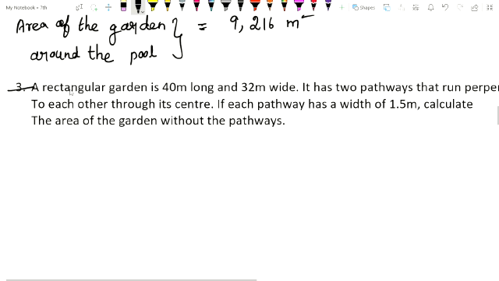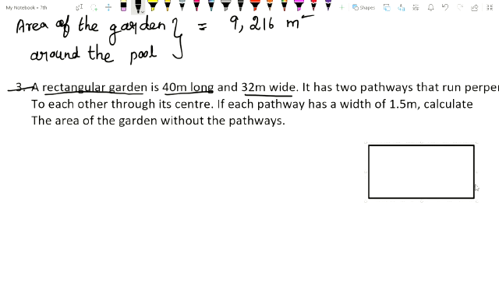Third one, a rectangular garden. A garden in the shape of a rectangle, 40 meter long and 32 meter wide. Okay, see the rectangle. Rectangular garden. So the length is 40 meter. Breadth is 32 meter. And next, it has two pathways that run perpendicular to each other through its center.